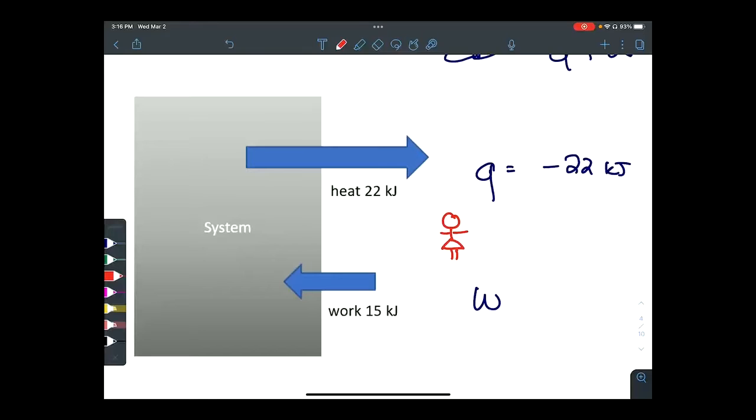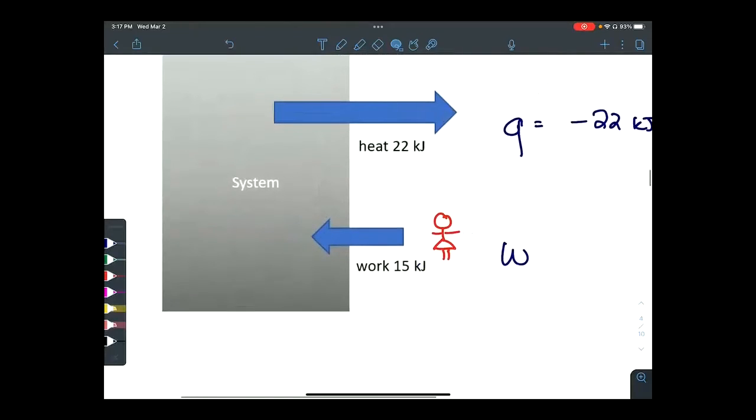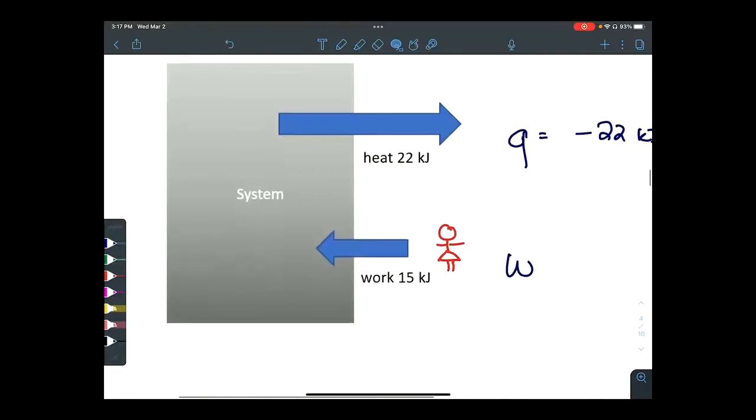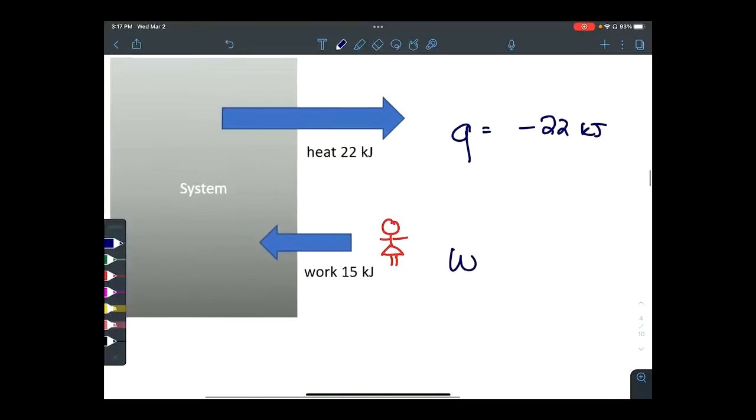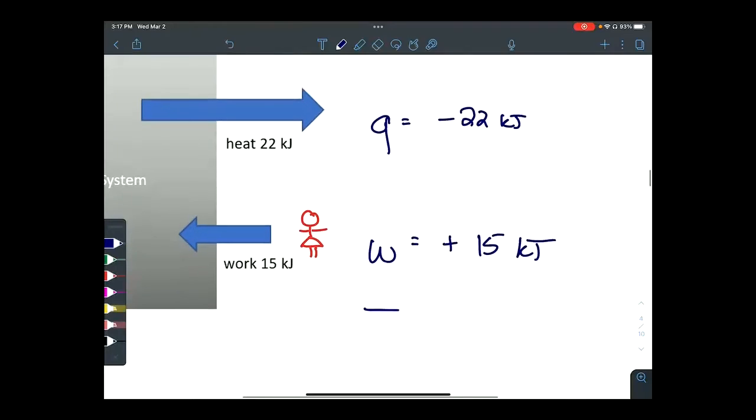Okay, so work. Is the system doing work on the surroundings, or is the surroundings, so me, am I doing work on the system? I'm doing work on the system. So is work positive or negative? Positive, yes. So positive 15 kilojoules. All right, and that's what we add up.